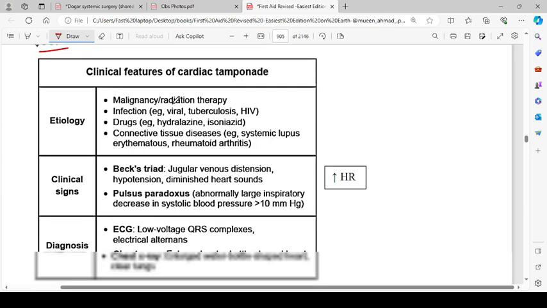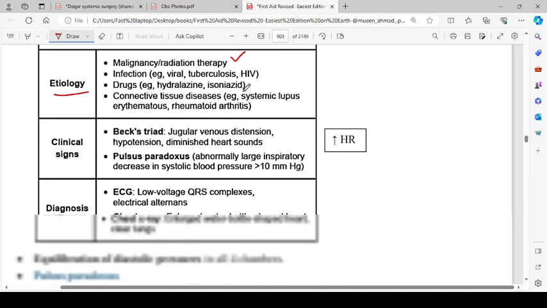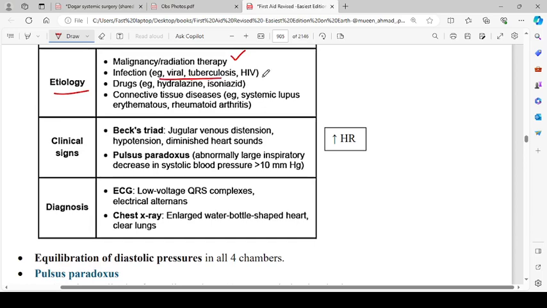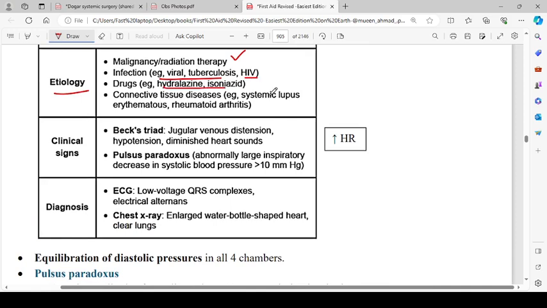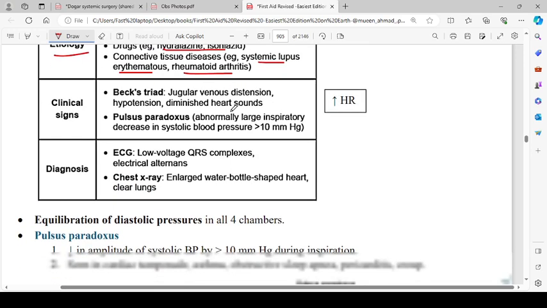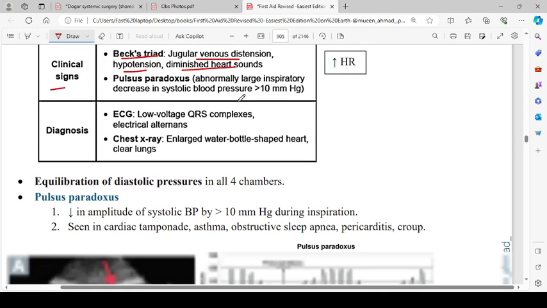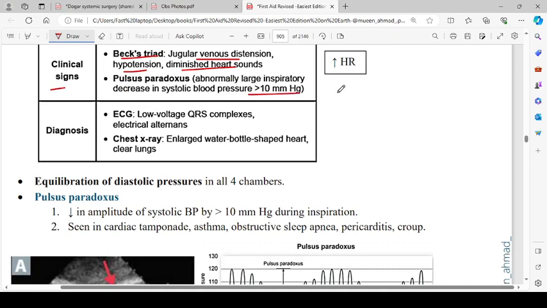The clinical features of cardiac tamponade: the etiology is malignancy or radiation therapy, infection, for example, viral, tuberculosis or HIV, drugs like hydralazine and isoniazid, connective tissue diseases like systemic lupus erythematosus and rheumatoid arthritis. The clinical signs are Beck's triad: jugular venous distension, hypotension, and diminished heart sounds. Pulsus paradoxus is an abnormally large inspiratory decrease in systolic blood pressure, more than 10 millimeters of mercury, and also there will be increased heart rate.